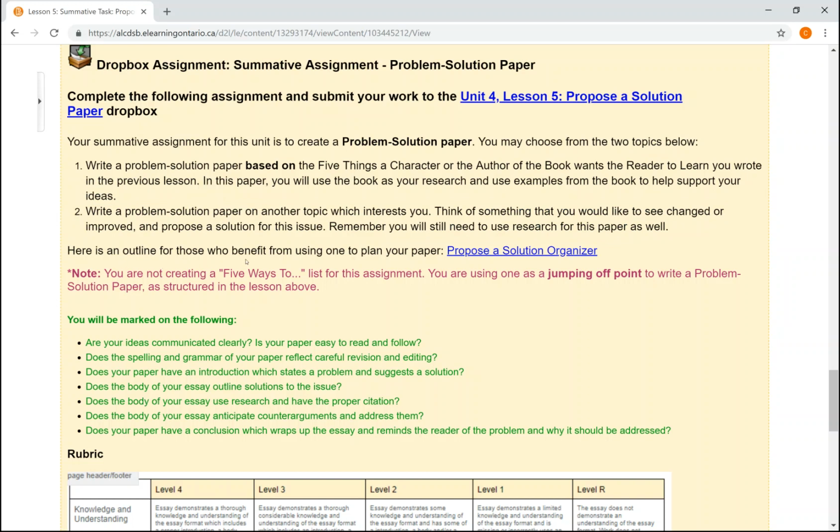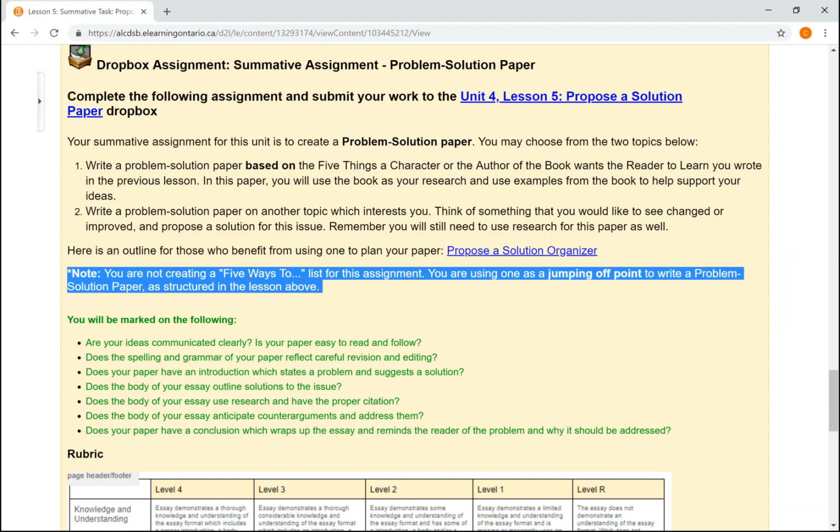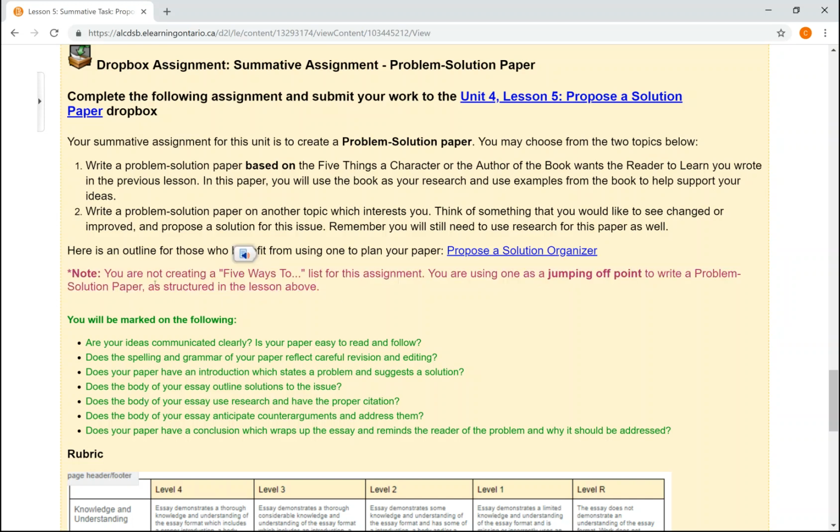Here's an outline for those who benefit from using one to plan your paper. Okay, so there is an organizer here. If you would like to use it, go right ahead. If you do choose to, please include that in your Dropbox submission. Note, you are not creating a 5 ways to list for this assignment. You are using one as a jumping off point to write a problem solution paper as structured in the lesson above. So make sure that you are following directions and doing this assignment properly.